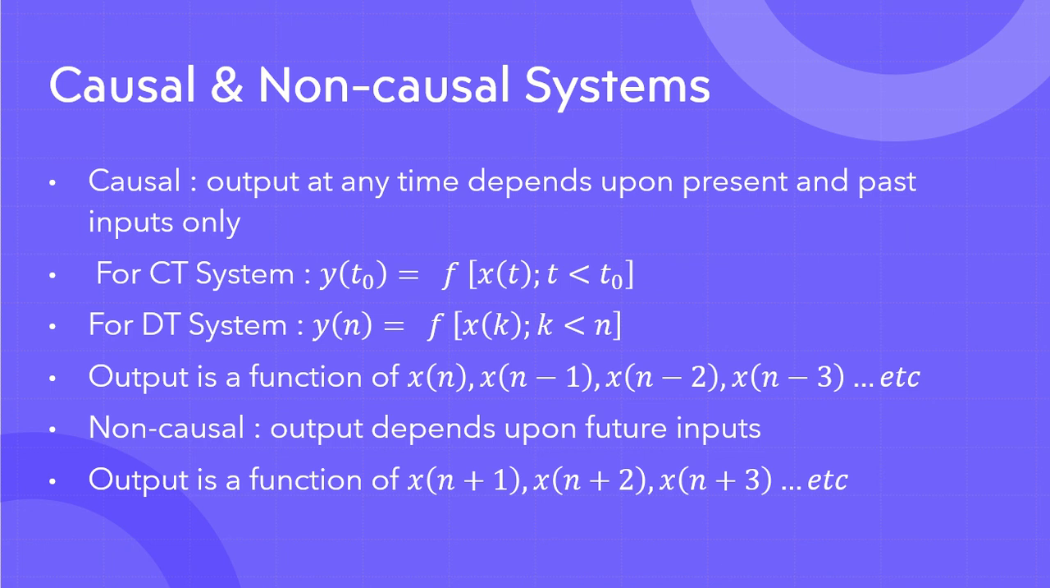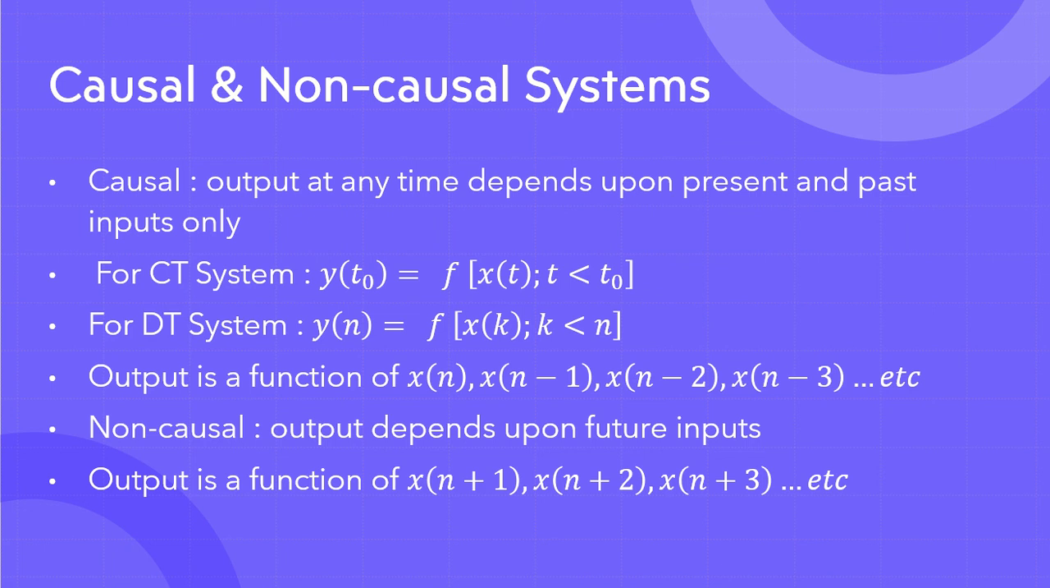Okay. If your output depends on the future input as well, that means your system is non-causal, right? In causal, what did we say? Output at any time depends on the present and past inputs only. But for non-causal, what happens? Output is depending on future inputs as well, right? So output is a function of x of n plus 1, x of n plus 2, x of n plus 3, right? So what are they? They are your future inputs.